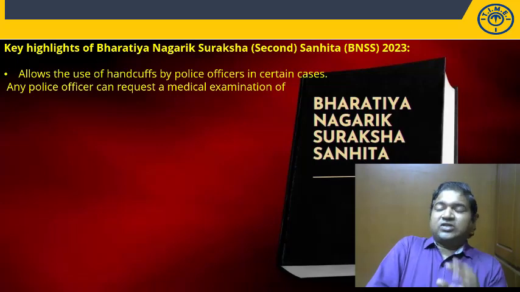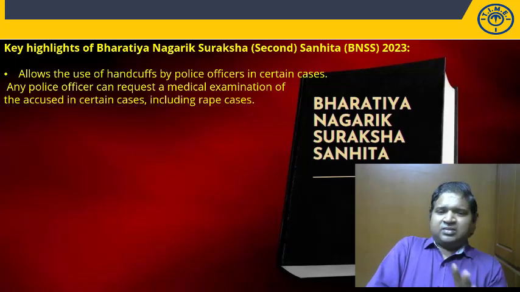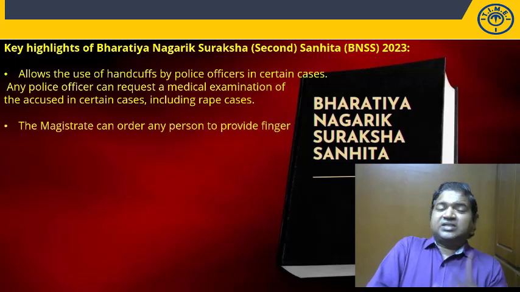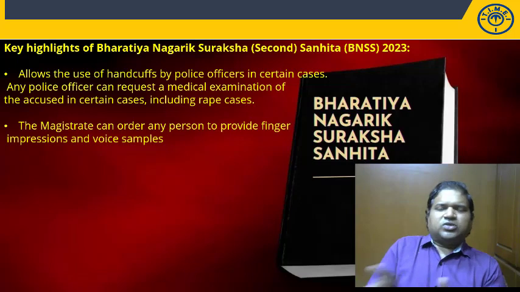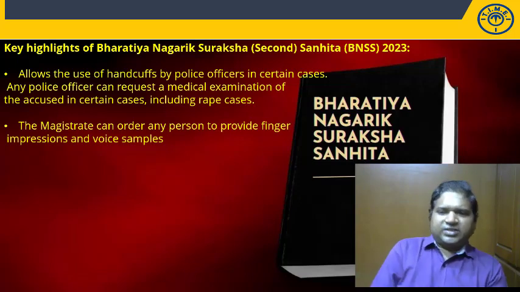Police officer can request medical examination of accused in certain cases, including rape cases. Magistrate can order any person to provide finger impression and voice samples. Of course, that is to facilitate the procedure, that is to facilitate the process.